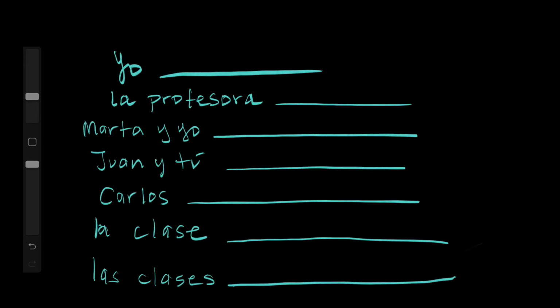Now the answers are, yo soy, la profesora es. Why? Because the subject pronoun that corresponds to the professor is ella. Marta y yo gets the same conjugation as nosotros, right? Because it's Marta and I. Juan y tú, Juan and you guys, gets the conjugation son. Carlos is only one person, and it's a he, right?